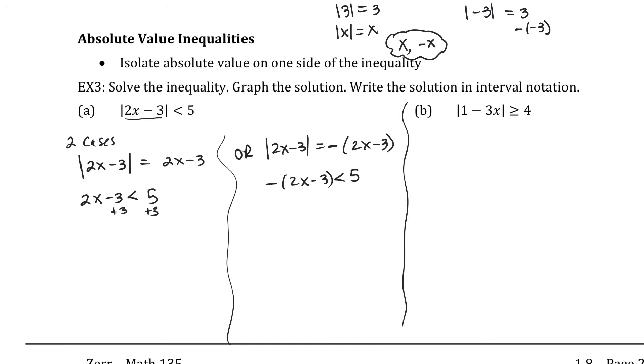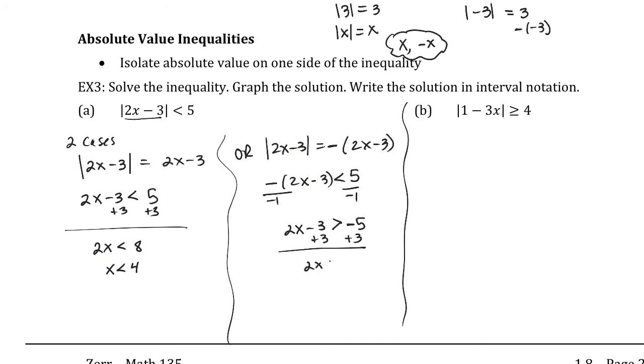I'm going to add 3 to both sides, so 2x is less than 8, so x is less than 4. And my other one, I'm going to divide both sides, so I get 2x minus 3 is greater than, because if you divide or multiply by a negative, you have to change the direction there. So 2x minus 3 is greater than negative 5. And then solving that, we have 2x is greater than negative 2, x is greater than negative 1.